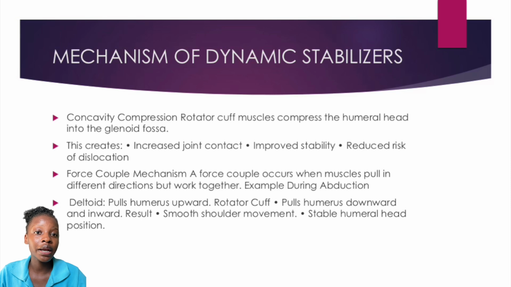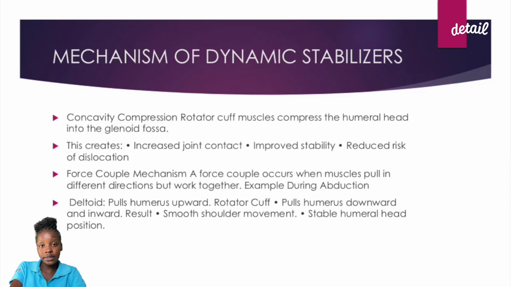The force couple mechanism is a force couple which occurs when muscles pull in different directions but work together. Example, during abduction, the deltoid pulls the humerus upward, and the rotator cuff muscles pull the humerus downward and inward, hence resulting in smooth shoulder movement and stable humeral head position.